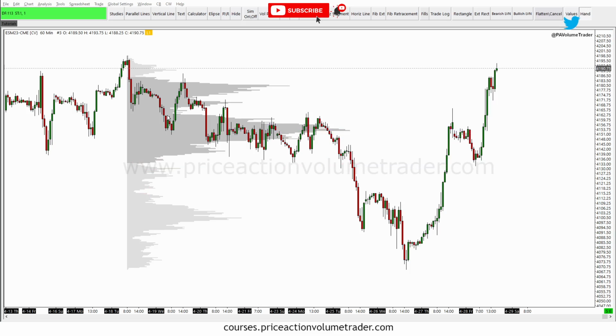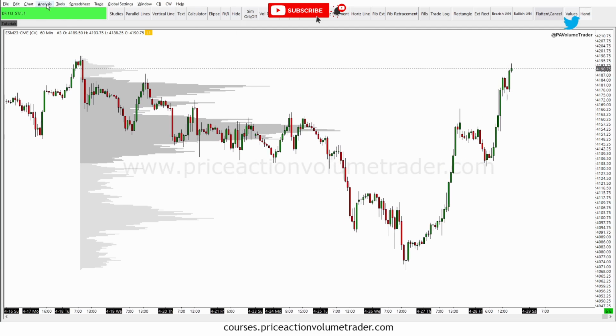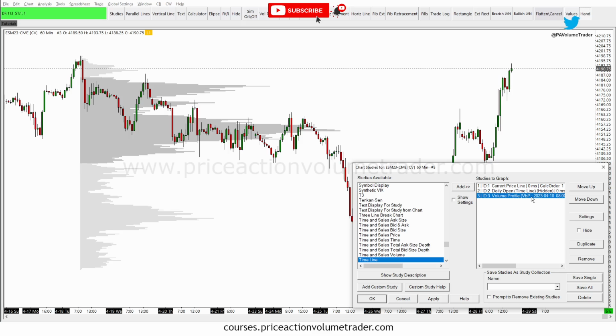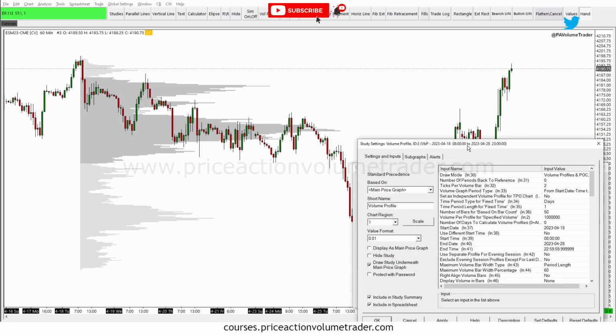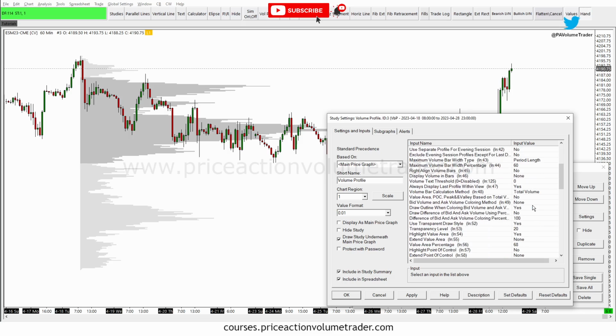So how do we turn this profile from a total volume into a delta profile? Well, we're going to go into analysis studies, select profile and go to settings. We have to make several adjustments here. First of all, we're going to go down, and where it says bar calculating method, you can see it says total volume. We're going to select ask volume minus bid volume.